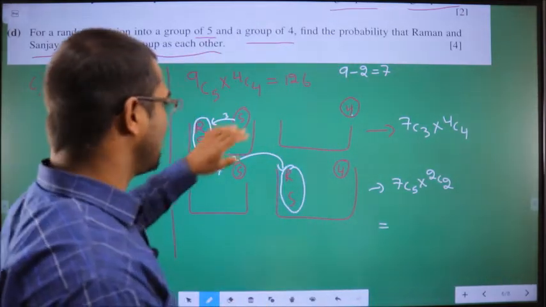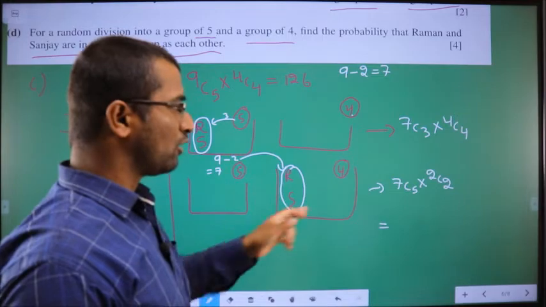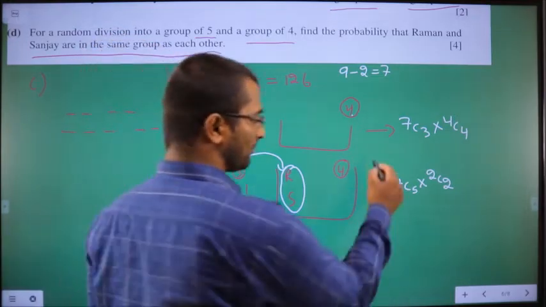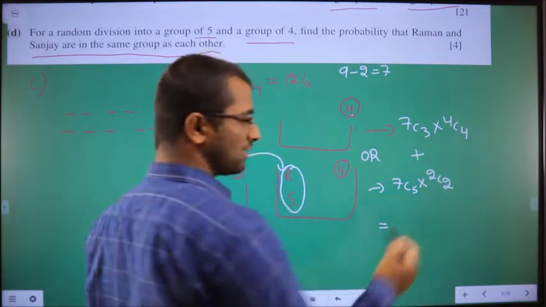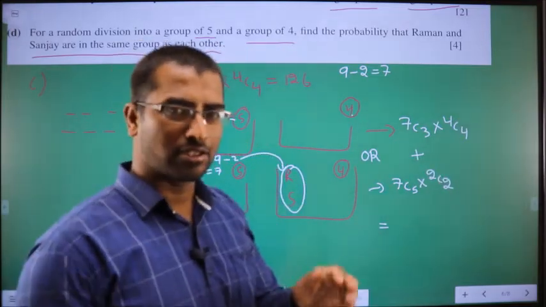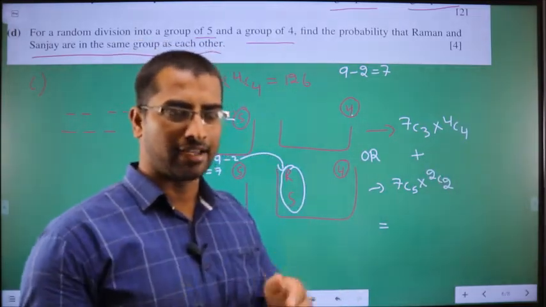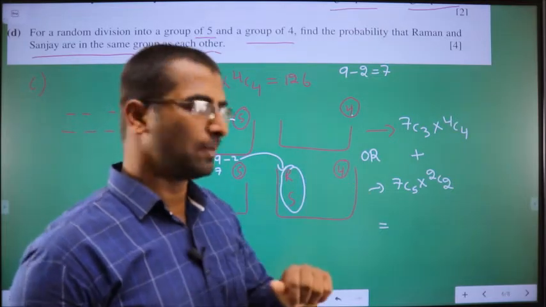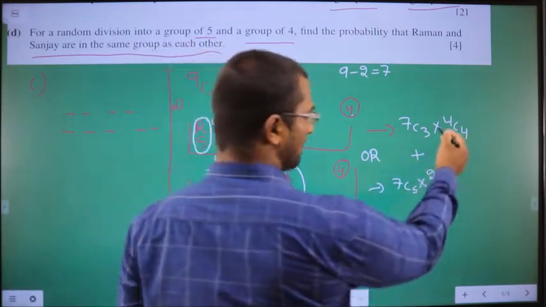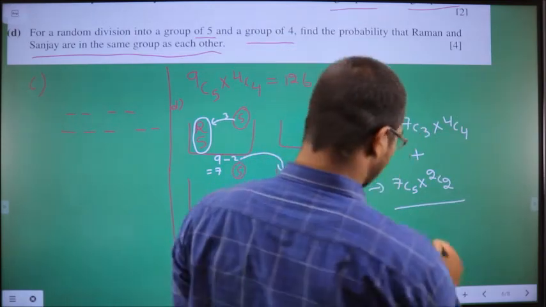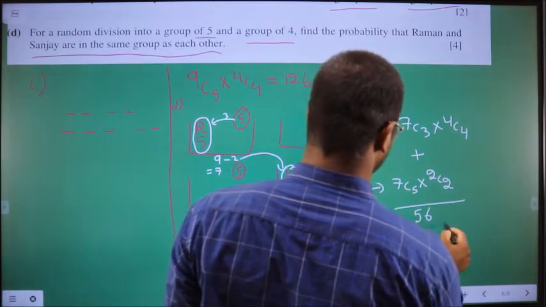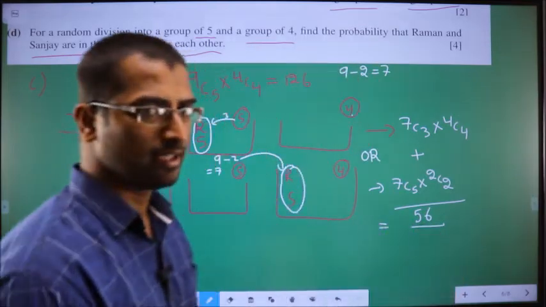Now, it's either this option or this option. Whenever you have an or, we add the answers. In statistics, or means add, and means multiply. Now this answer plus this answer, add it. You will get 56.